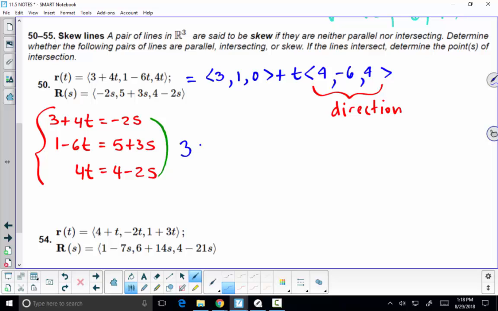3 equals 4. Okay. So this is important to be able to interpret. Sometimes we might get 3 equals 3. Sometimes we might get 3 equals 4. So what does that tell us? That's called a contradiction. So what do you think that means in terms of them intersecting or not intersecting? Probably don't intersect. Yeah, don't intersect, exactly. If we get a contradiction, that means they share no common point. So they don't intersect.